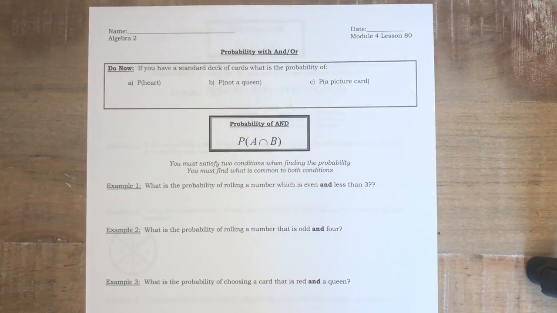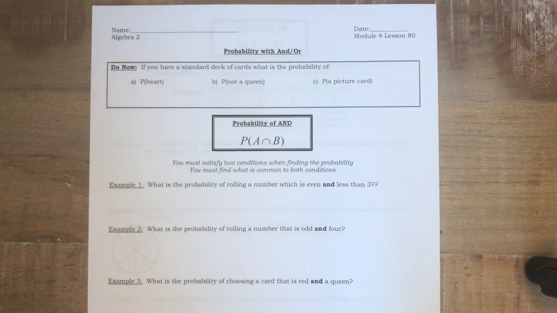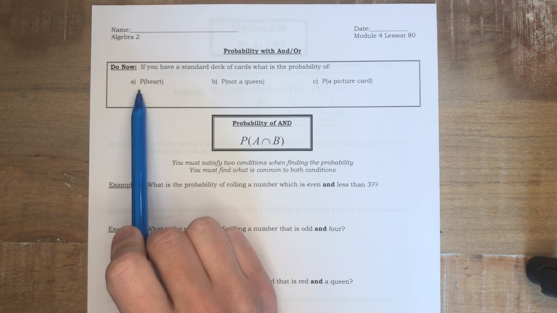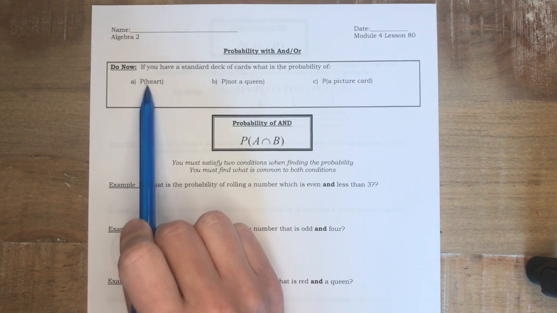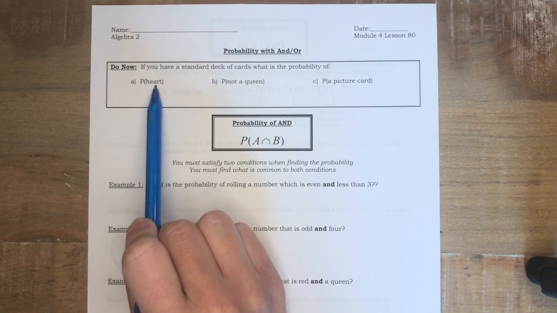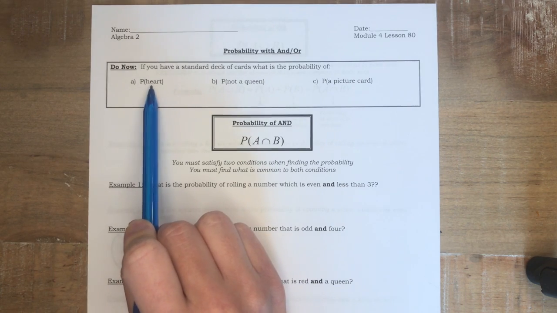All right, so we are into the probability unit. This is probability with "and" or "or." If you have a standard deck of cards, what is the probability of...? When you see probability, a lot of times you have P with parentheses, and what's inside the parentheses is what you're trying to find the probability of.